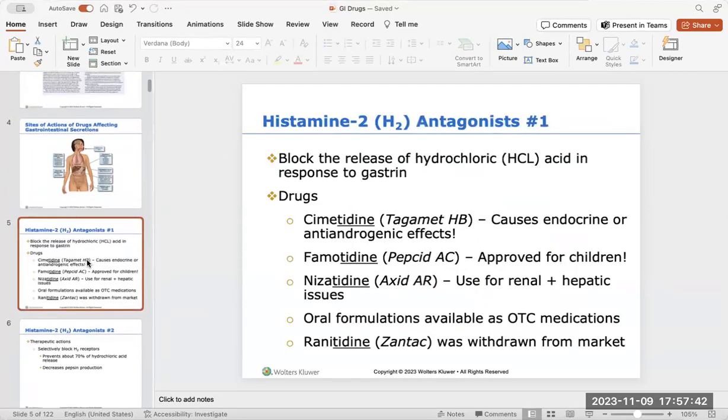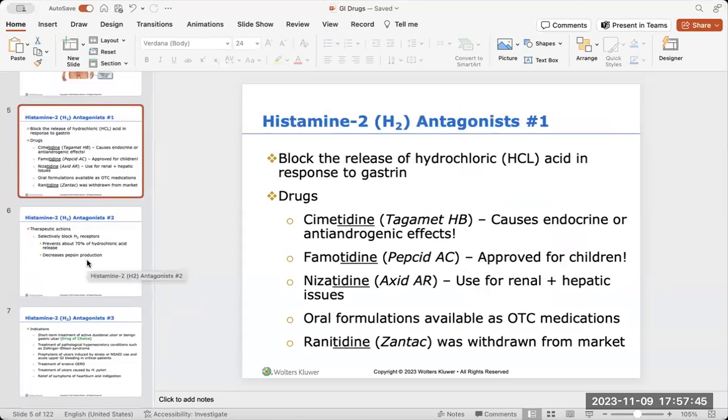Okay. So the first class of drugs that we have are the histamine 2 antagonists or histamine blockers. Now we saw histamine 1s, right? Like diphenhydramine or Benadryl in the respiratory because they have respiratory functions, but we also have histamine receptors in our stomach. So if we block those histamine receptors, we block hydrochloric acid, and that's really good in helping with those GI problems like GERD or peptic ulcer disease and things like that.